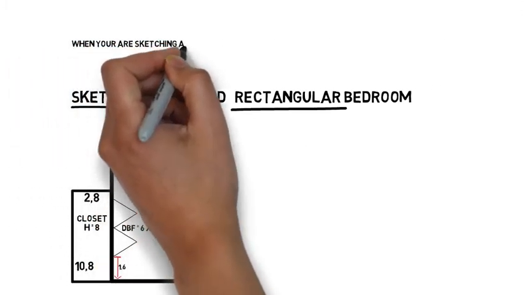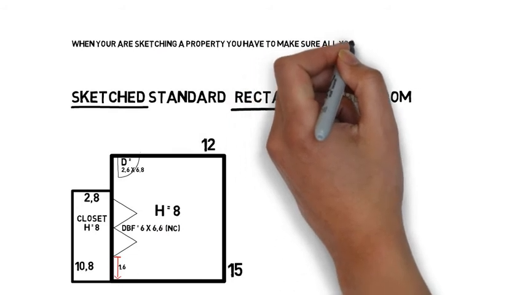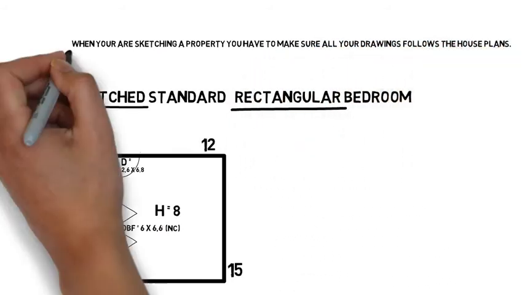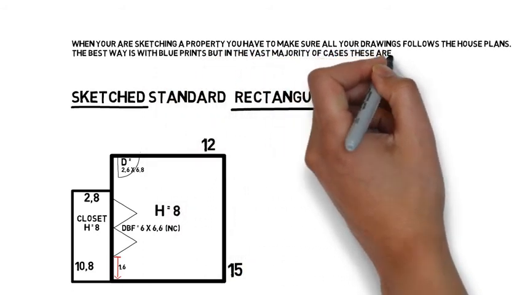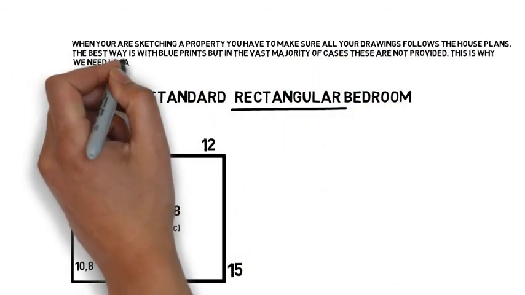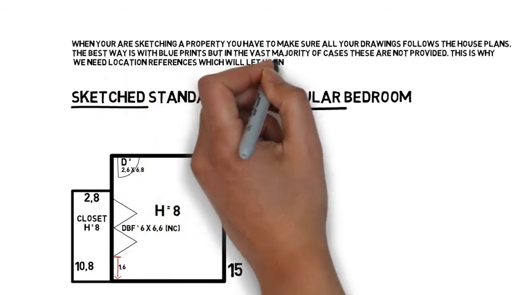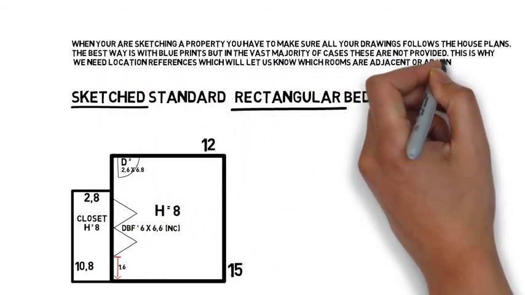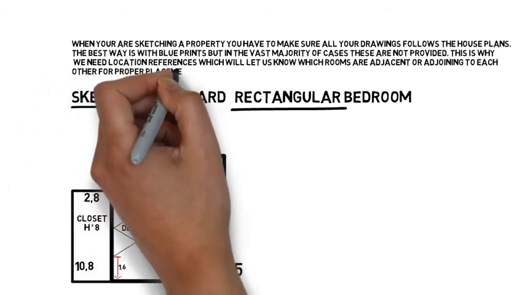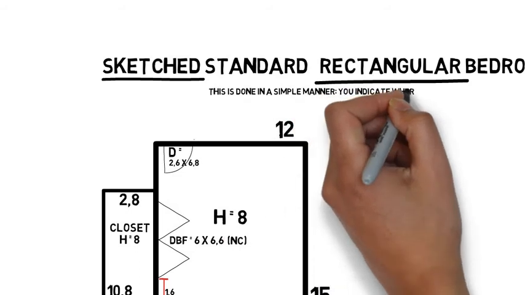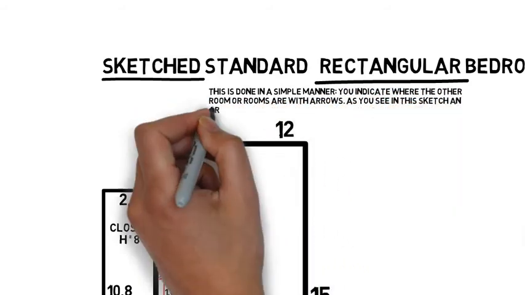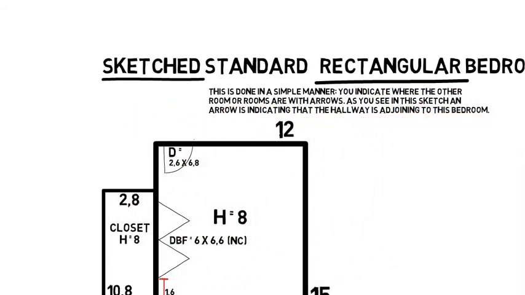When you are sketching a property, you have to make sure all your drawings follow the house plans. The best way is with blueprints, but in the majority of cases, these are not provided. This is why we need location references, which will let us know which rooms are adjacent or adjoining to each other for proper placement. This is done in a simple manner. You indicate where the other room or rooms are with arrows. As you see in this sketch, an arrow is indicating that the hallway is adjoining to this bedroom.